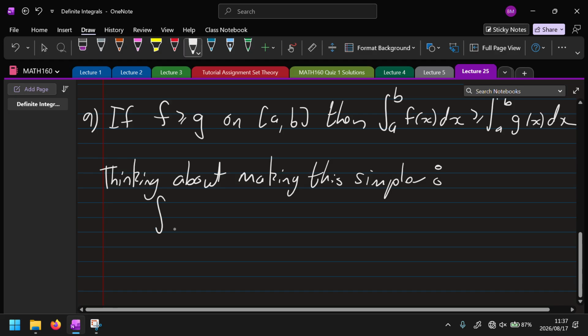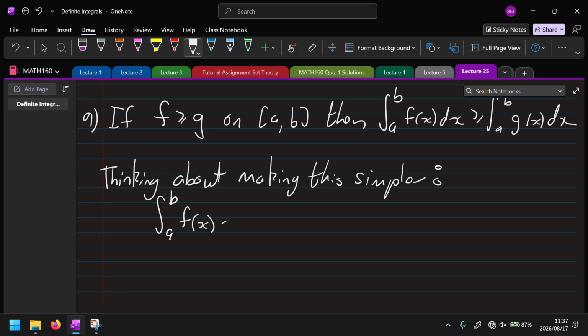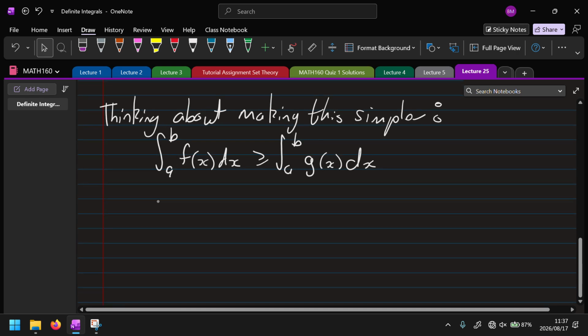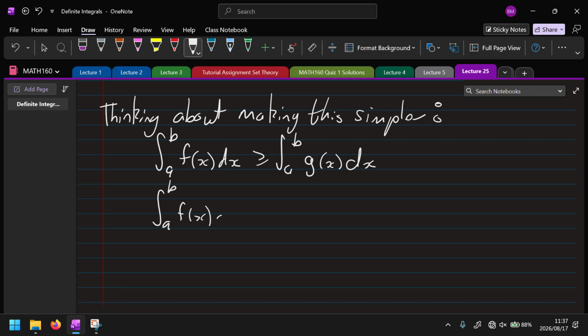Okay, so we have the integral from a to b, f of x dx is greater than or equal to the integral from a to b, g of x dx. Okay, let's take everything over to one side. Again, this is just thinking about what we're going to do. So we're going to take everything over to one side here. We get the integral from a to b, f of x dx, minus the integral from a to b, g of x dx is greater than or equal to 0.